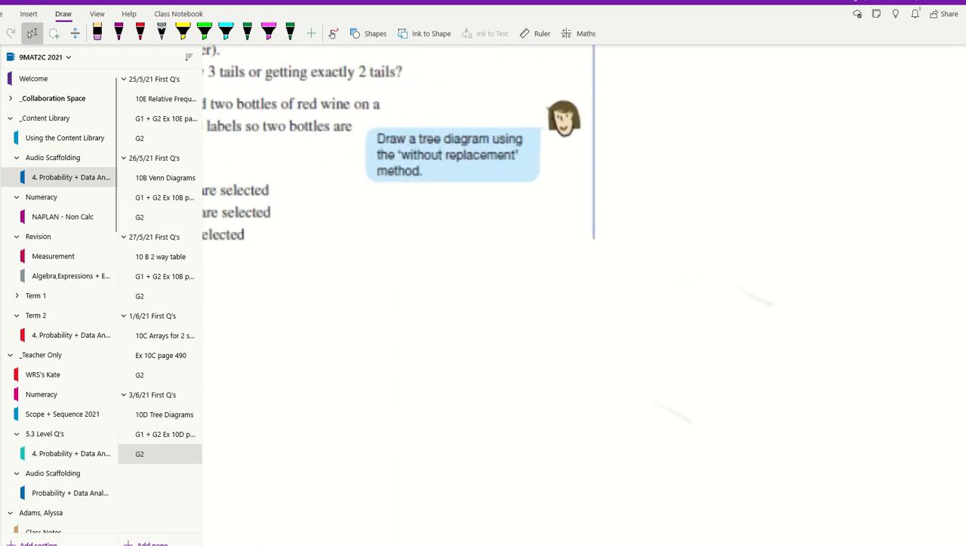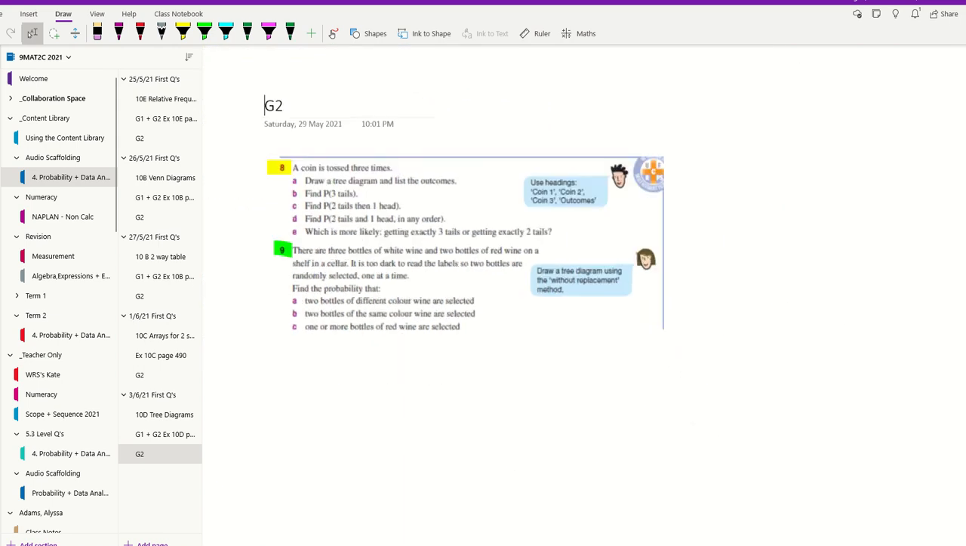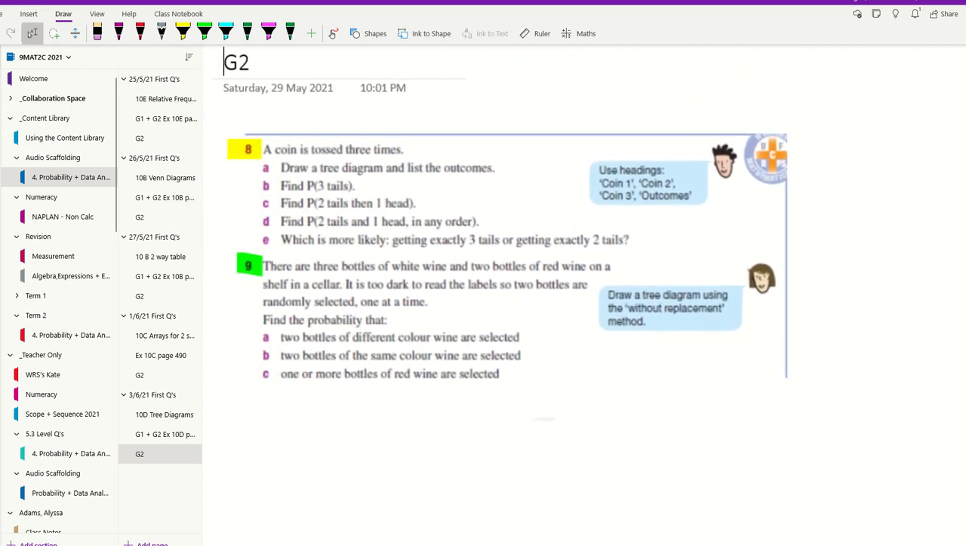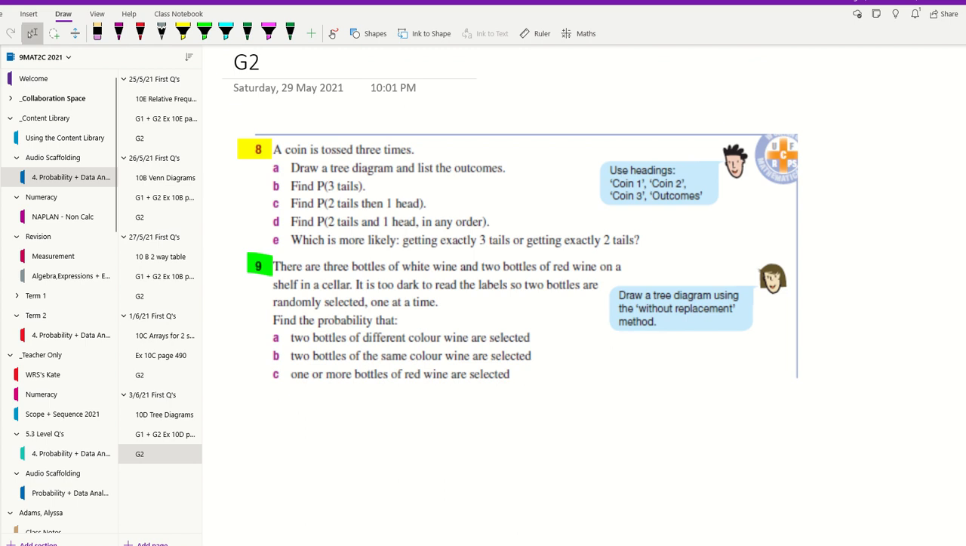there are another couple of examples over here that you can have a go at. I think they're both replacement. There are three bottles of white wine and two bottles of red wine. The cellar is too dark to read the label, so two bottles are randomly selected, one at a time. So this second one is without replacement, and the first one is a coin toss. So that one is with replacement. So when you do those, that is what you are going to be looking at.